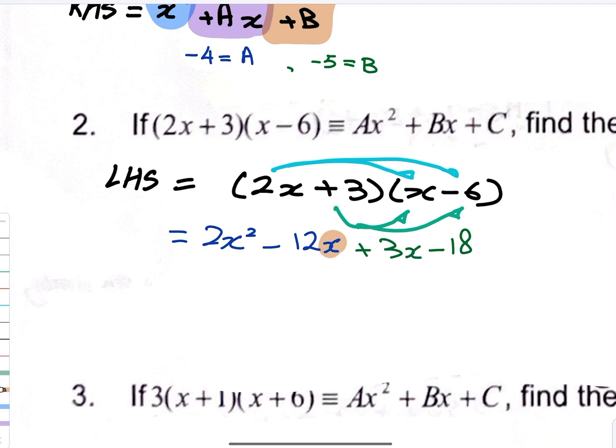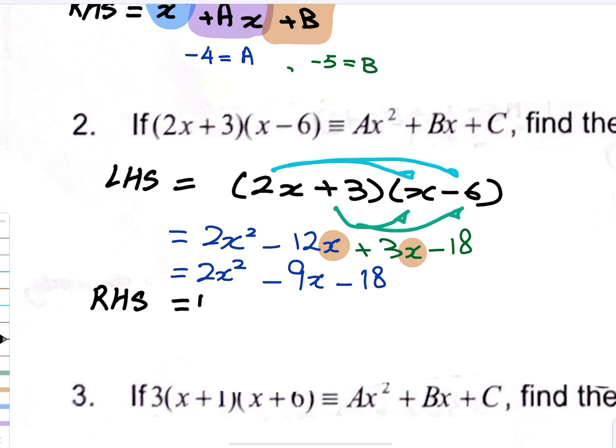And then are there any like terms? Yes, the middle part. -12 plus 3, you have -9x. You can click calculator. That's your left hand side. And how about your right hand side? Right hand side, you have ax squared plus bx plus c.